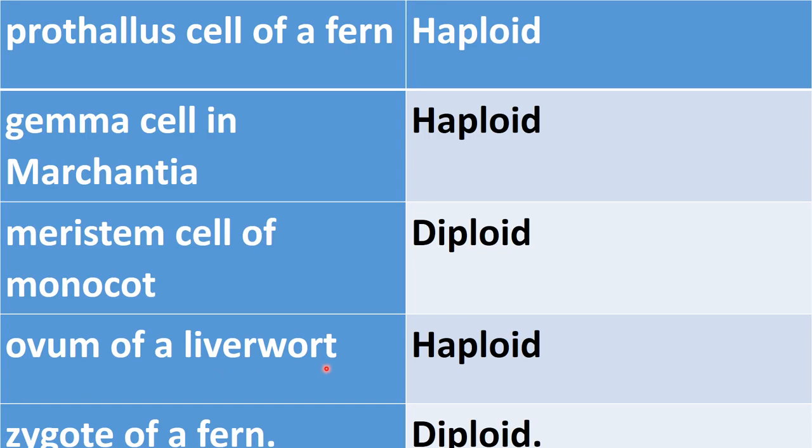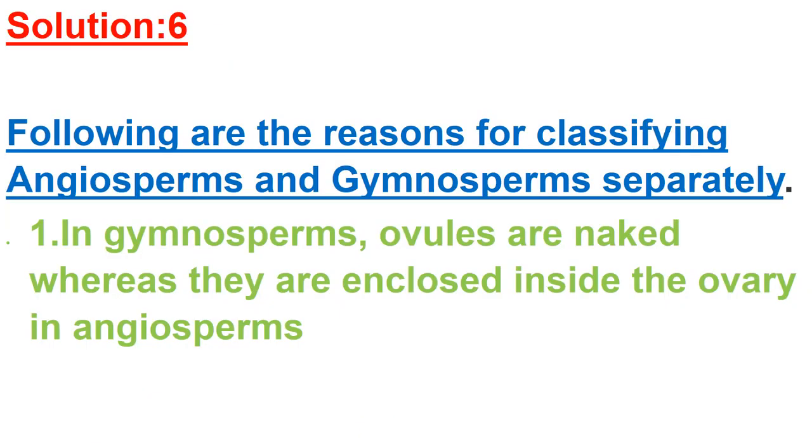Now the ovum of a liverwort. The ovum is a gamete, and gametes are always haploid. So the ovum of a liverwort will be haploid. Now the zygote. The zygote is formed by the fusion of two gametes, right? And when two gametes fuse, obviously a diploid structure will be formed. So the zygote is always a diploid structure. So the zygote of a fern is diploid. This is the answer to question number 6 of NCERT.